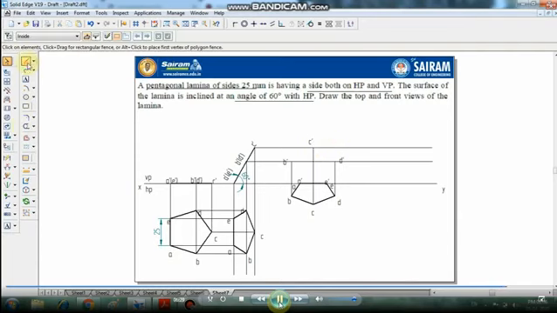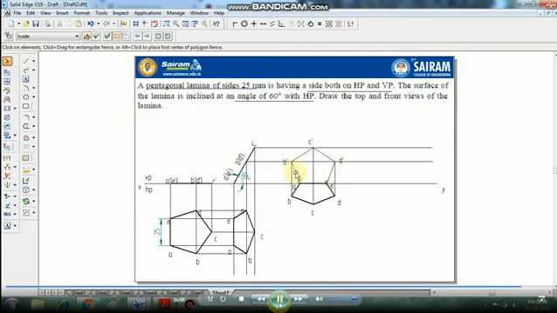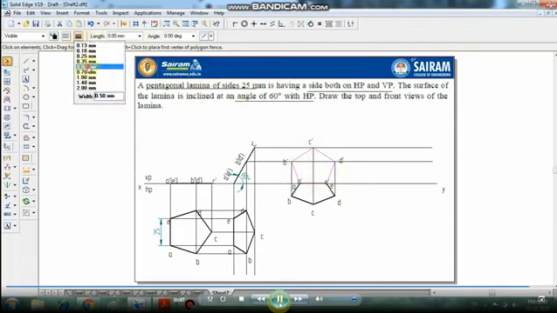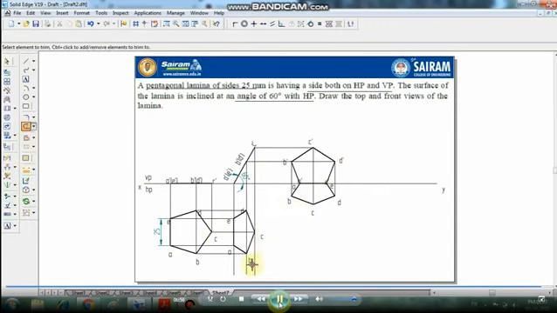Now with the help of the line command, join all of these: A dash, B dash, C dash, D dash, E dash, and make it a 0.5 mm thickness. Select all the entities, group it and make it 0.5 mm thickness. Now unwanted portions we can trim off. This is the solution.